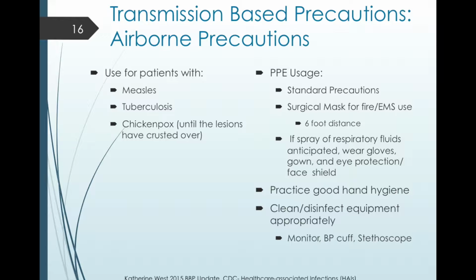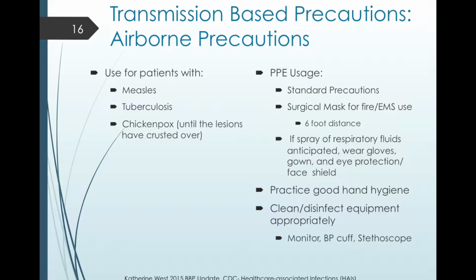Airborne precautions, specifically for the airborne diseases, we saw measles, tuberculosis, and chickenpox. With chickenpox, we especially want to take airborne precautions until the lesions have crusted over. For PPE usage, airborne requires standard precautions as well as a surgical mask. A surgical mask is completely appropriate for fire and EMS use, and this is good as far as a 6-foot distance. If there is spray of respiratory fluids that we anticipate, we've got our standard precautions in place.